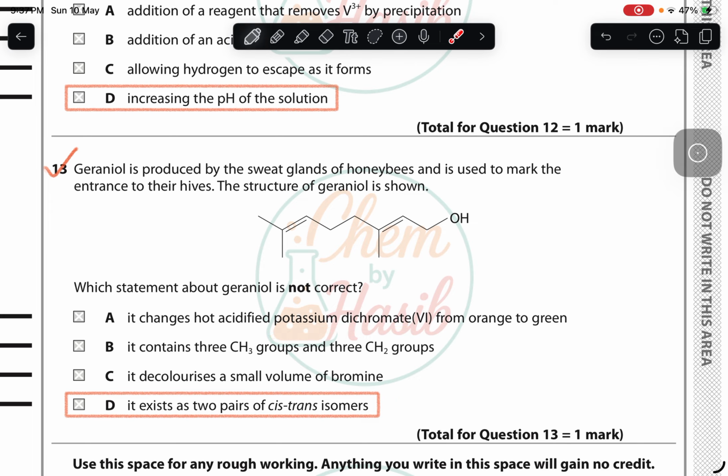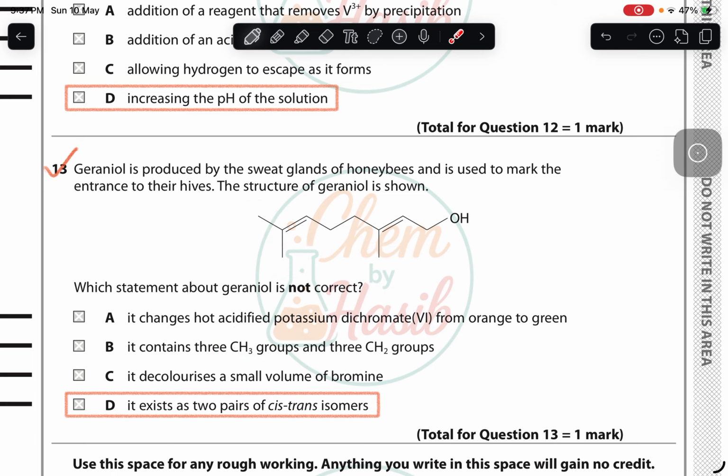It contains 3 CH3 groups and 3 CH2 groups. The 3 CH3 groups: 1, 2, 3. These are CH3 groups. Then CH2: that's 1 CH2, 2 CH2 and 3 CH2. These are the CH2 groups, these 3. And these 3 are the CH3 groups. Okay. So that is the correct statement.